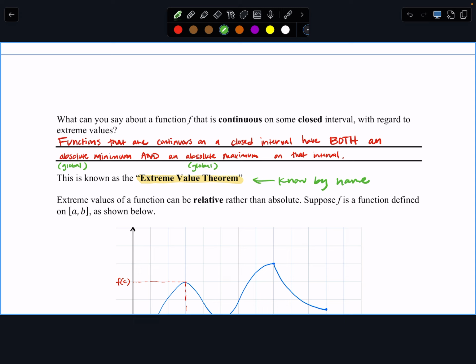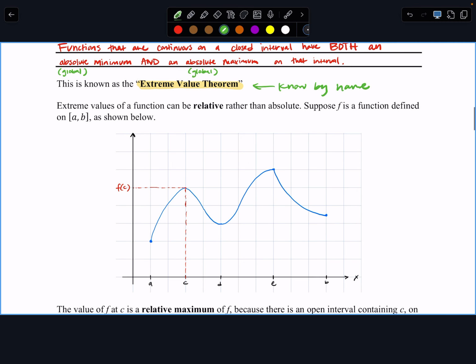So if those conditions apply, the function is continuous on a closed interval, there will exist an absolute maximum and an absolute minimum on that interval. It doesn't tell you where, but it does tell you that both exist, and you know to look for them. Any questions up to here? Are we following along okay?